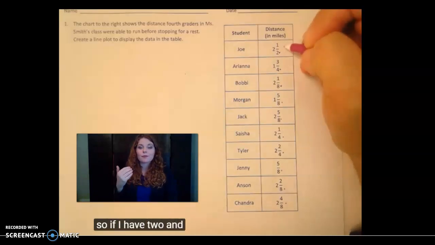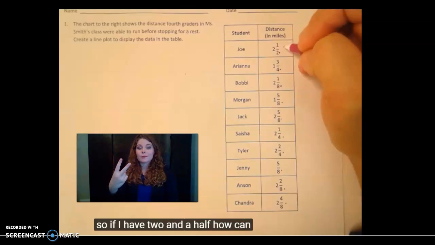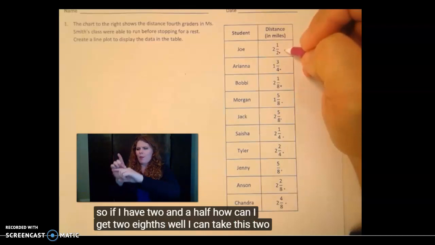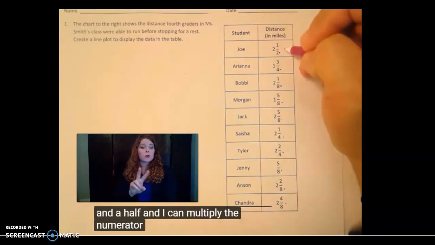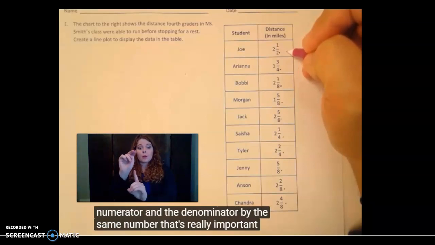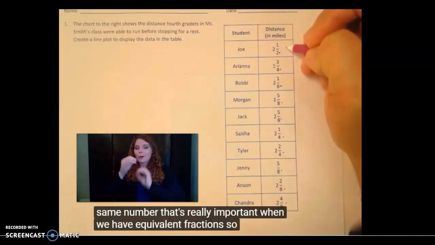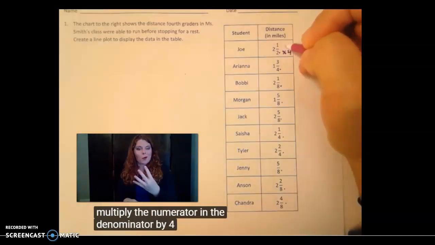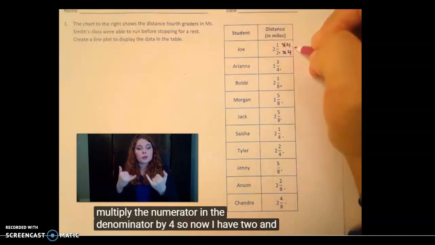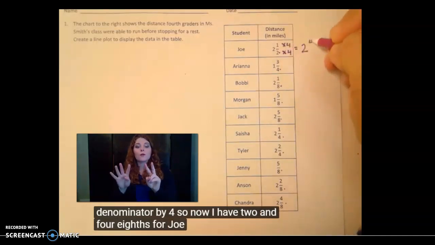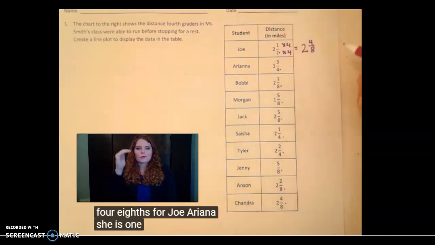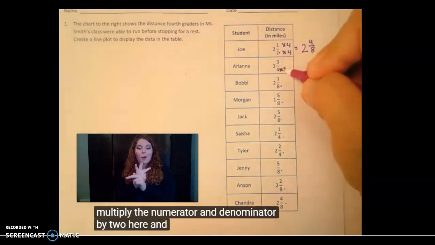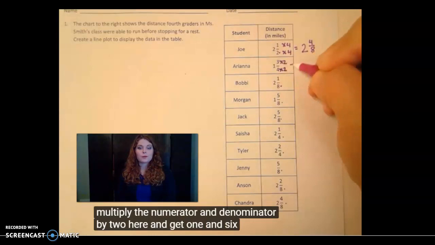So if I have 2 and a half, how can I get 2 and some eighths? Well, I can take this 2 and a half and multiply the numerator and the denominator by the same number. That's really important when we have equivalent fractions. So I can multiply the numerator and the denominator by 4. So now I have 2 and 4 eighths for Joe. Ariana, she is 1 and 3/4. I can multiply the numerator and denominator by 2 here and get 1 and 6/8.